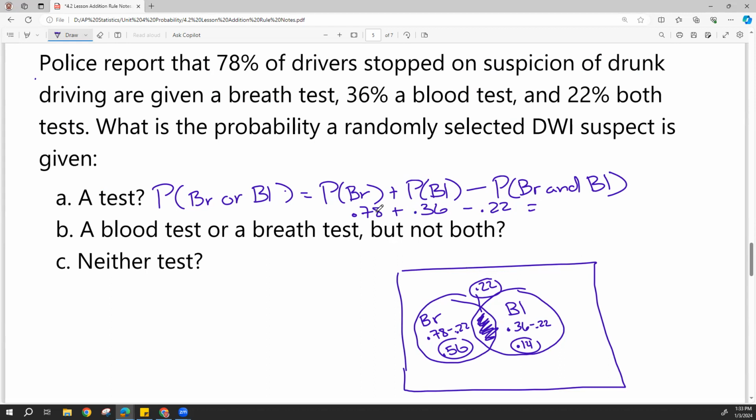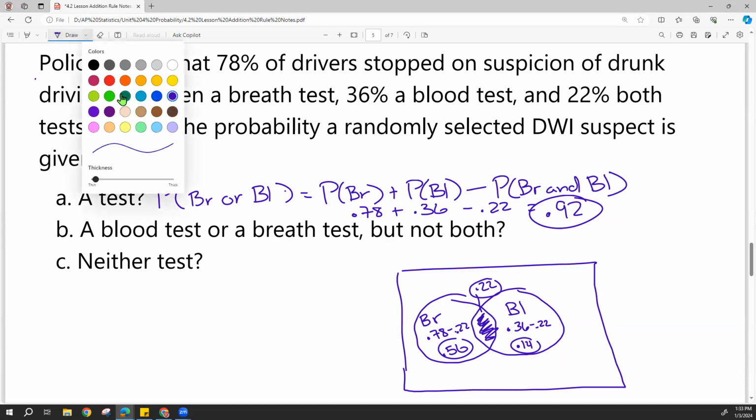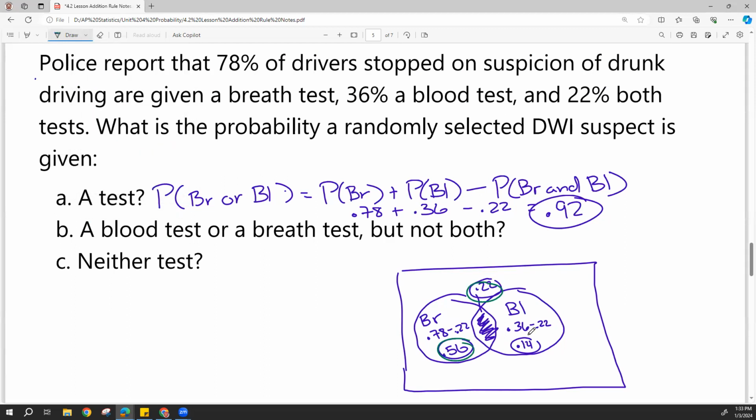So we get 0.78 plus 0.36 minus 0.22 is 0.92. So the probability of one of our randomly selected DWI suspects getting one or the other test is 0.92. Again, the other way to find that is by adding these three values together. So 0.56 plus 0.22 plus 0.14, and you get 0.92. All of the pieces in our Venn diagram that represent getting a test of some kind.